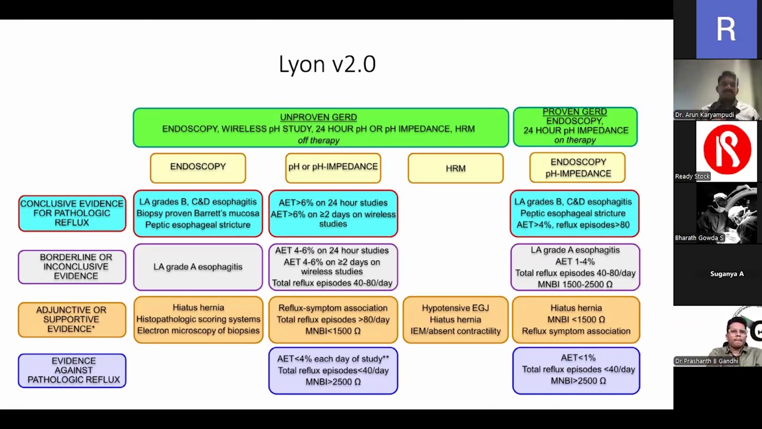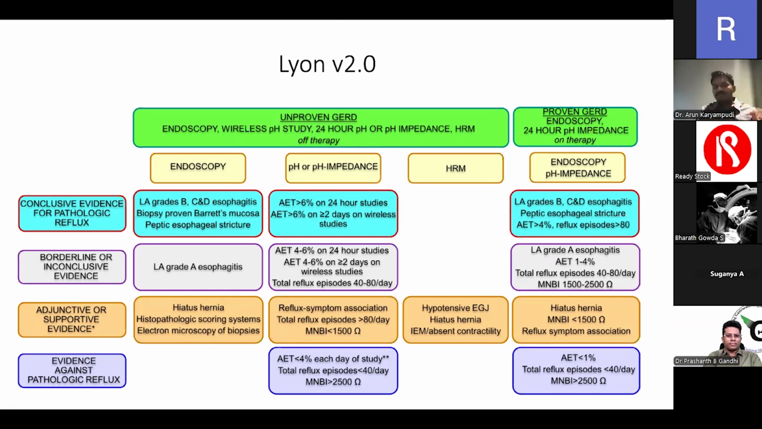So let us see what cutoffs the latest version of Lyon has put forth. In a case of unproven GERD, when you do a pH or a pH impedance, acid exposure time is the same, it is 6%. But it has also included wireless capsule in its algorithm. Whenever you do a wireless capsule, you only get the pH measurement, you do not get impedance measurement.